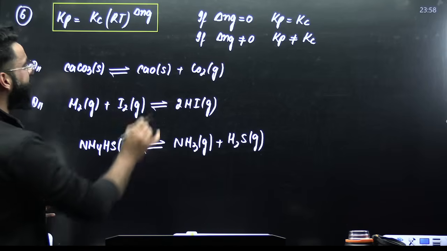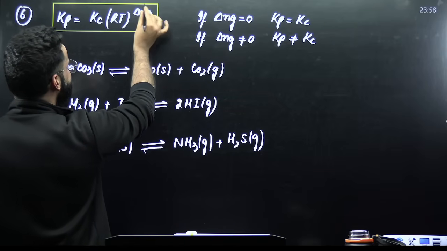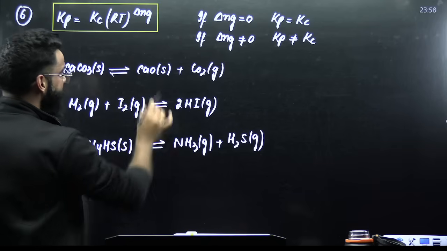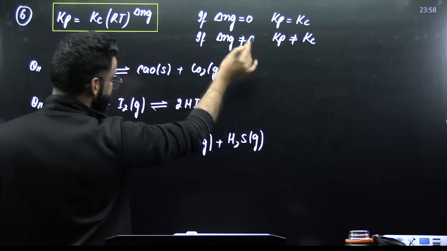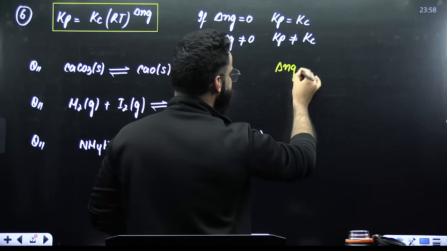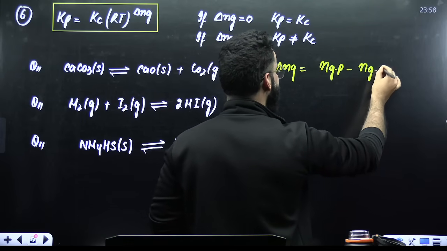Just remember one thing. Whenever delta Ng for the reaction is 0, anything raised to 0 is 1, then I would say Kp and Kc are equal. If delta Ng is non-zero, that means Kp and Kc won't be equal. Now the point is, how do we calculate delta Ng? Delta Ng is the number of moles of gaseous products minus the number of moles of gaseous reactants.